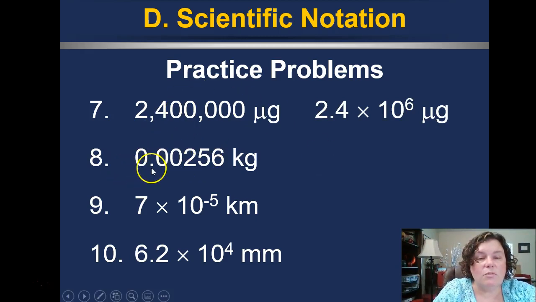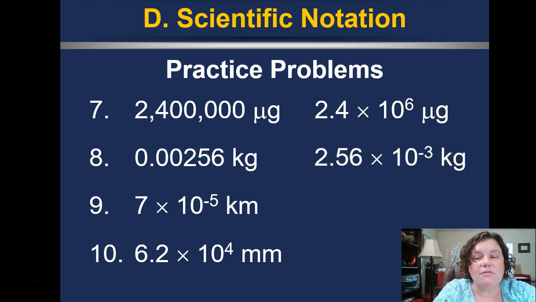This right here is a small number. We're moving our decimal to the right. 1, 2, 3. We're moving 3 places to the right because it's a small number. It's going to be a negative exponent. It's going to be 2.56 times 10 to the negative 3.